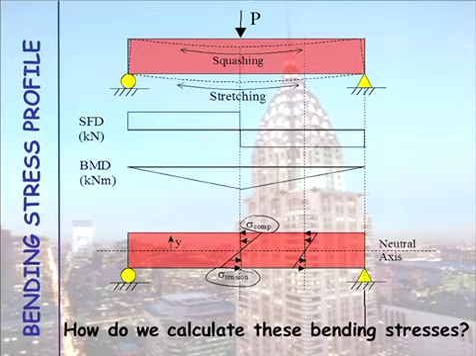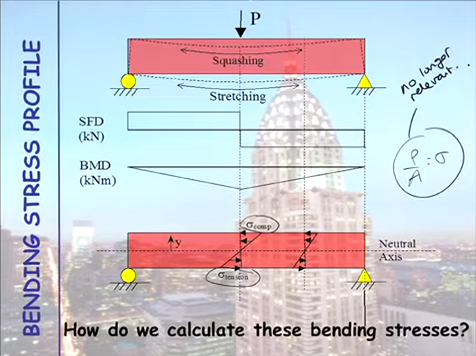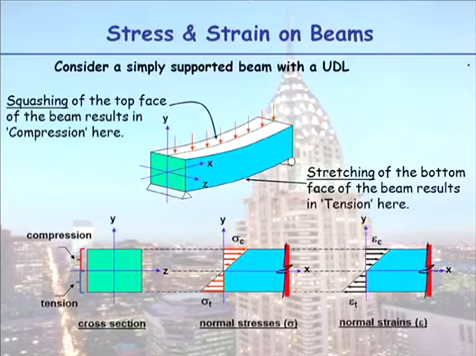So now we can't any longer say force on area is equal to stress. So this is no longer relevant. But there are still stresses in the system. So we in effect have to come up with a new formula, a formula that links our moment to our stress. So how do we calculate these bending stresses? I'll do it for you.